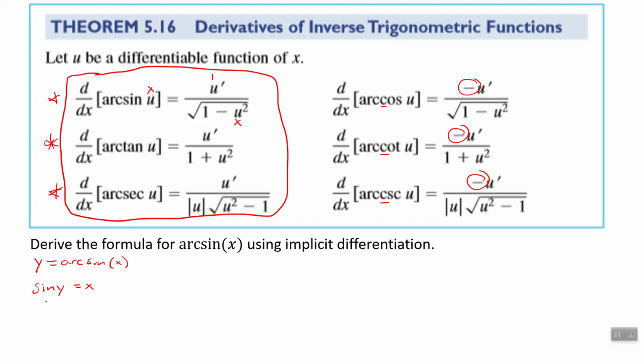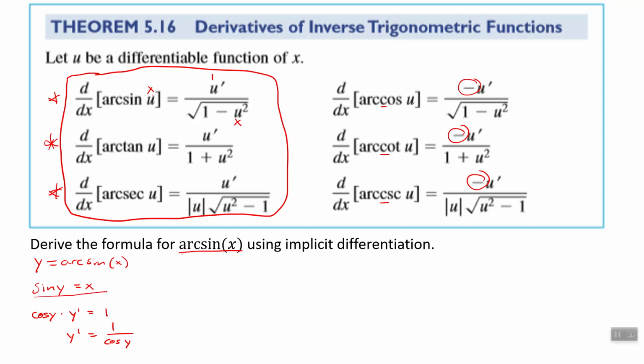But now the way to differentiate this would be implicitly. So we would take the derivative of sine, which would be cosine of y, times the derivative of the inside, y prime, equals the derivative of x, which is 1. Now to solve for y prime, we just divide both sides by cosine, and we get y prime equals 1 over cosine of y. But we need to get back to x's, right? We want our answer in terms of just x's, because our original function was just in terms of x's.